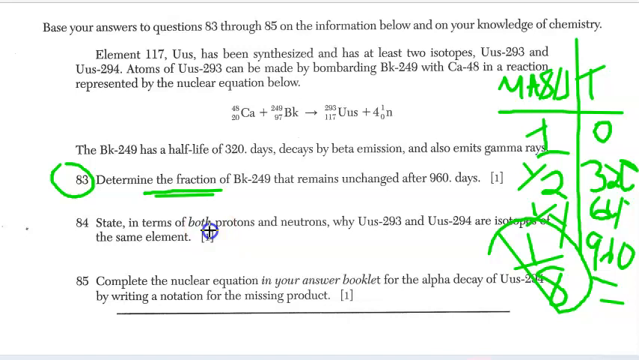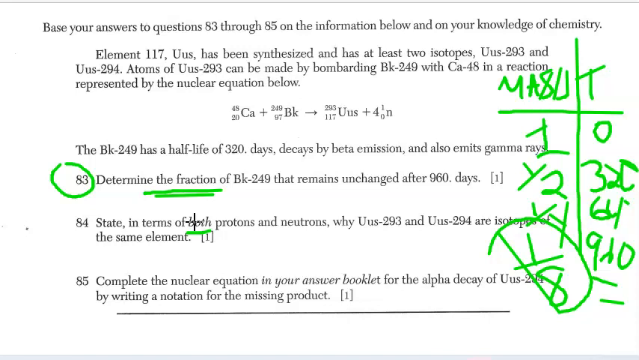Let's move on. In 84, state in terms of both protons and neutrons why these two are isotopes of the same element: same number of protons, different number of neutrons. On the answer key, if you wanted to use the actual numbers, both the UUS-293 and the UUS-294 contain 117 protons. I'm sorry, the 294 is 177 neutrons, and the 293 would be 176.